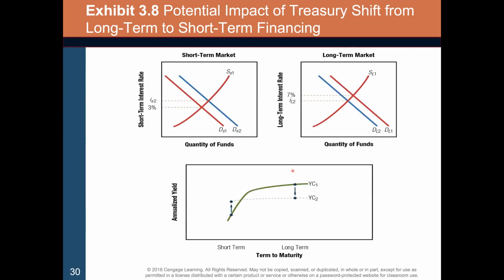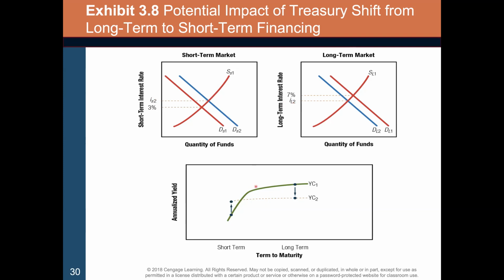Okay, so here we go, the potential impact of treasury shifts from long-term to short-term financing. So here's our demand 1 and demand 2. So our short-term interest rate was set at 3%, and we see a shift in demand. And so we can see here that the interest rate is going up. The long term in this example, we see a shift. The quantity of loanable funds demanded is less, and so we'll see a drop in the long-term interest rates from 7% to this IL2. This is our long-term. So IS2 is short-term, IL2 is long-term.